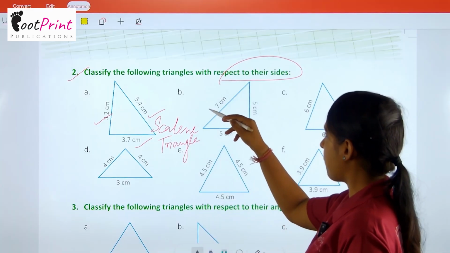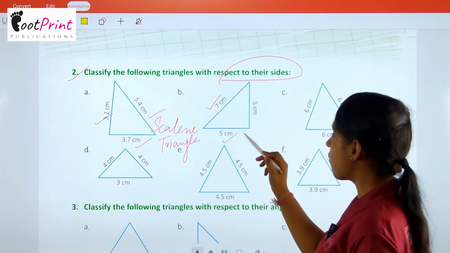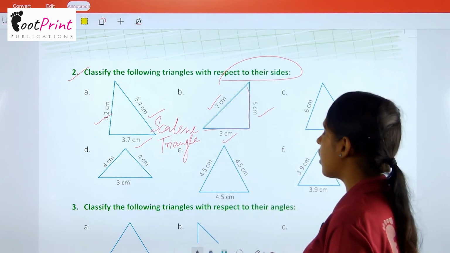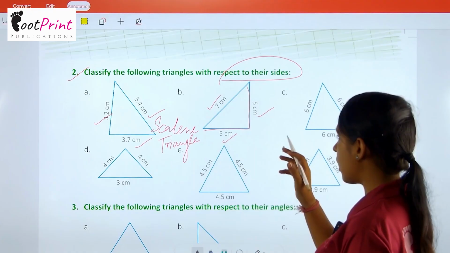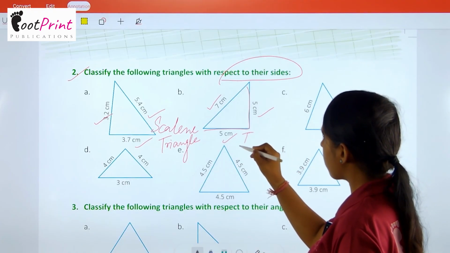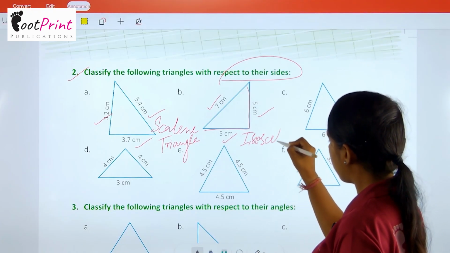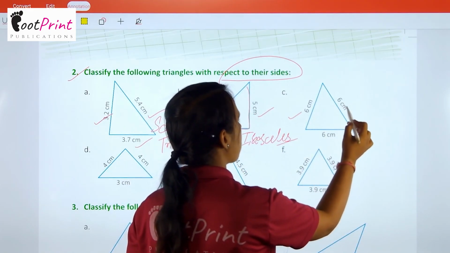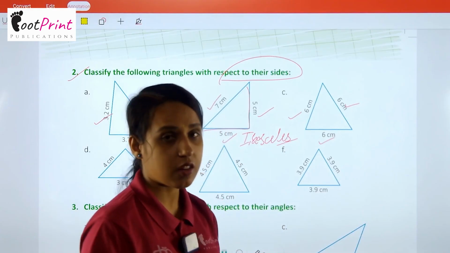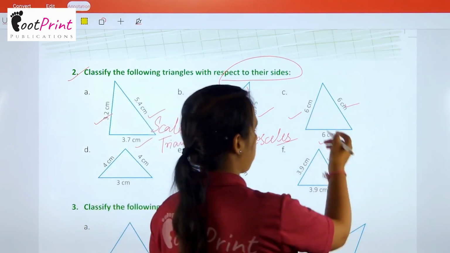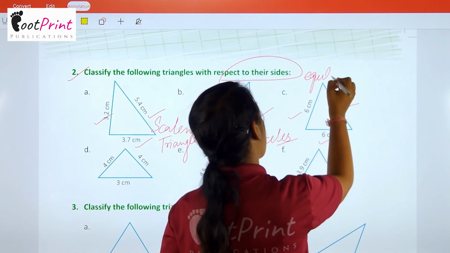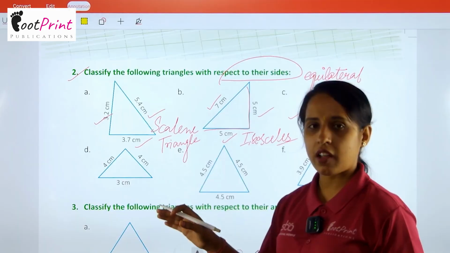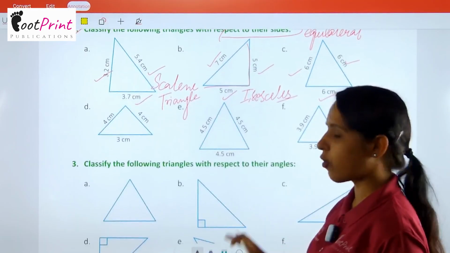In this we have 7 centimeter, this one 5 and this one 5, means two sides are equal, and we know very well if two sides of a triangle are equal, that will be isosceles triangle. Okay, just like that. Next one, part C. Here 6 centimeter, 6 centimeter, 6 centimeter, means all the three sides are equal. It means we can say that it is an equilateral triangle. Okay, so some of the parts I have solved for you and other parts you will solve by yourself.